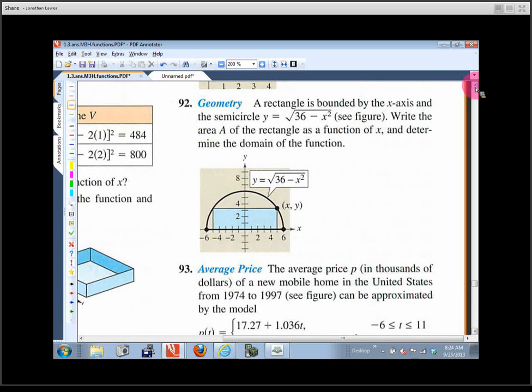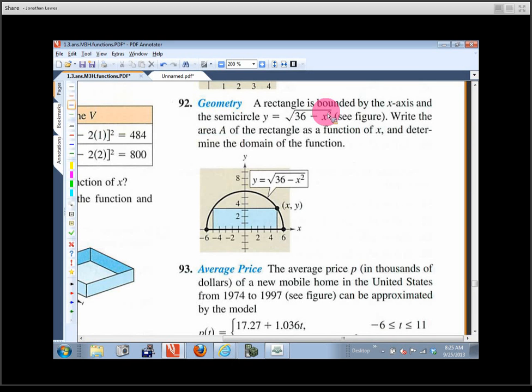This says a rectangle bounded by the x-axis and the semicircle. So here's the function for the semicircle. And it says, see the figure. So they've drawn a picture for us. And in a story problem, drawing a picture is a pretty darn good thing to do, especially with a geometric example like this. It says, write the area of the rectangle as a function of x and determine the domain of the function.